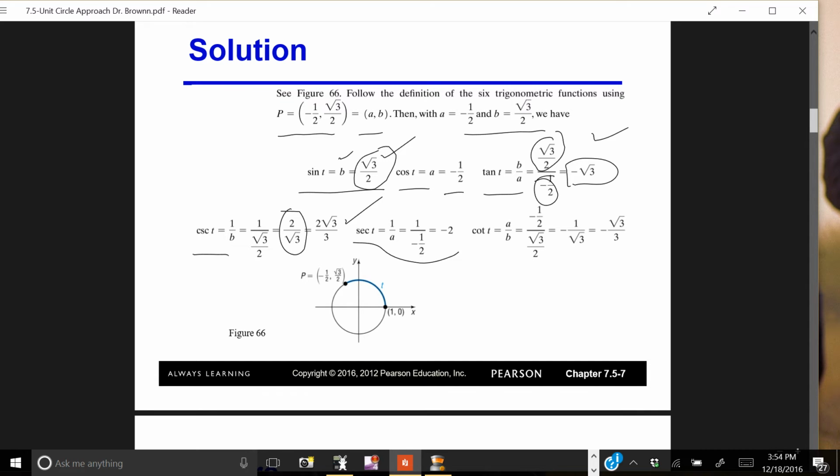The secant would be 1 over the cosine, which is 1 over minus a half, equal to minus 2. The cotangent would be the reciprocal of the tangent, which is minus 1 over the square root of 3. And that equals minus the square root of 3 over 3. And so there are the trig functions of a point on a unit circle given here.